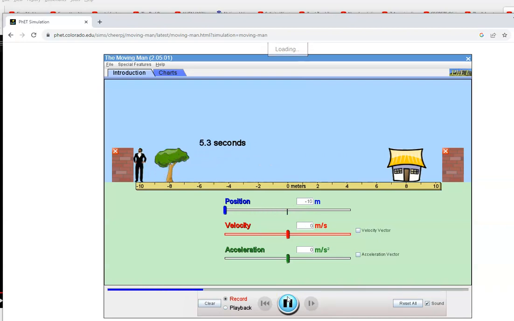You can always pause the simulator. Note that by default, there are boundaries to the space between positive 10 and negative 10 meters. You can remove these barriers, but by doing so, the moving man will continue past visibility.